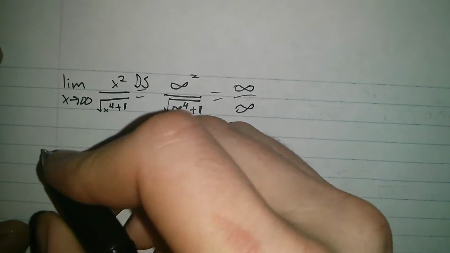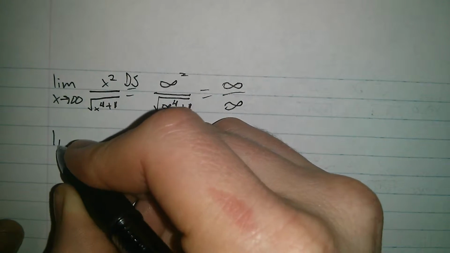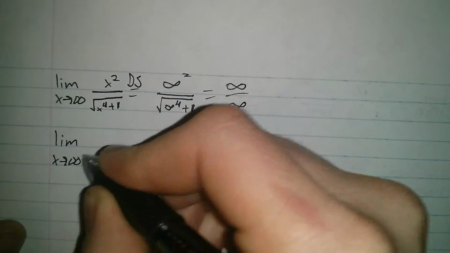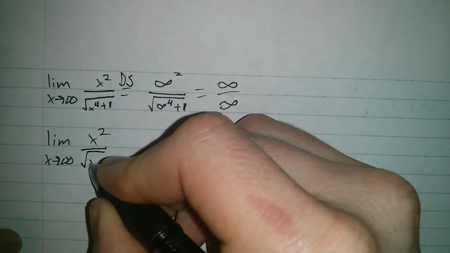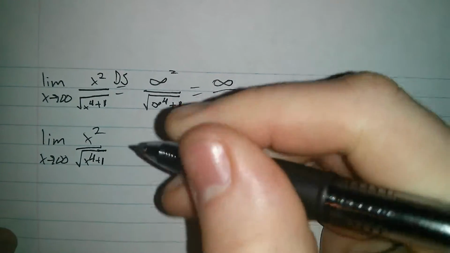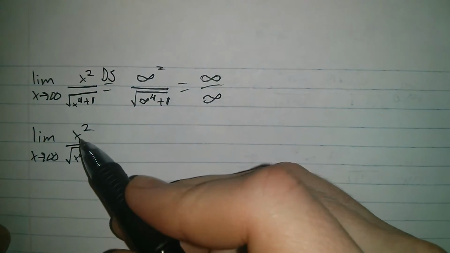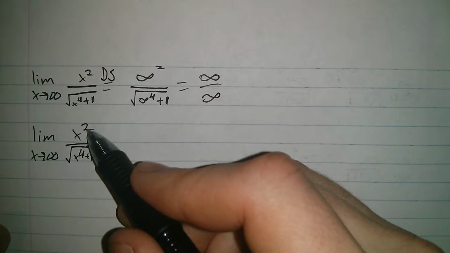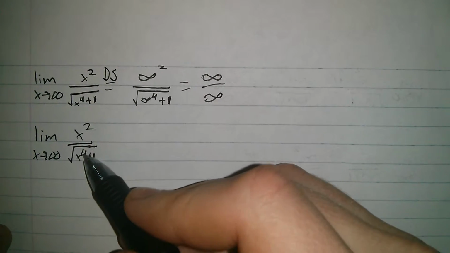So what we're going to want to do is try some algebraic manipulation. So we'll write the problem. The limit as x approaches positive infinity of x squared over the square root of x to the fourth plus 1. We want to find the highest degree in this, and that's going to be 2. We've got x squared here, and we've got x squared here. It's just written differently. The square root of x to the fourth is x squared.